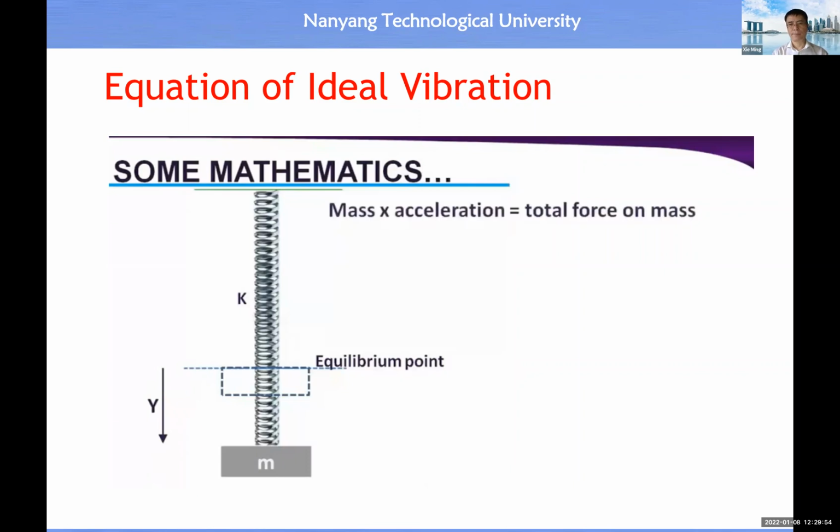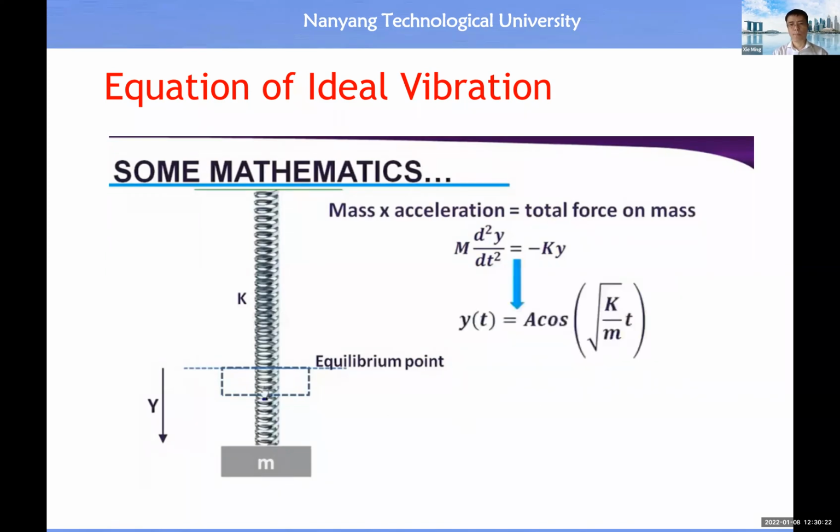Mass into acceleration is equal to total force on mass. So you can represent mass into acceleration, where d squared by dt squared is acceleration, and mass is the same. And here the total force acting on the spring is only the spring force, that is minus ky. The minus sign is there because spring force is always in the opposite direction of displacement. And you can solve this differential equation without much difficulty using some boundary condition, and this will be the solution.